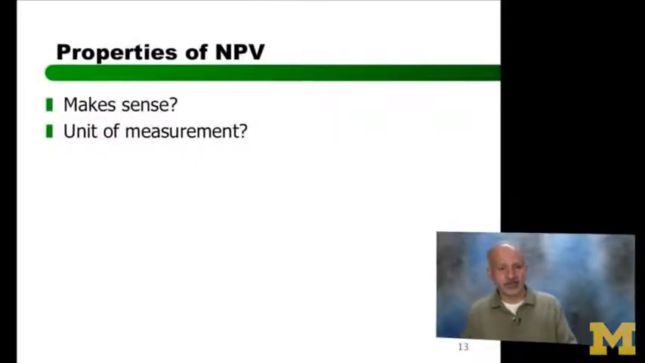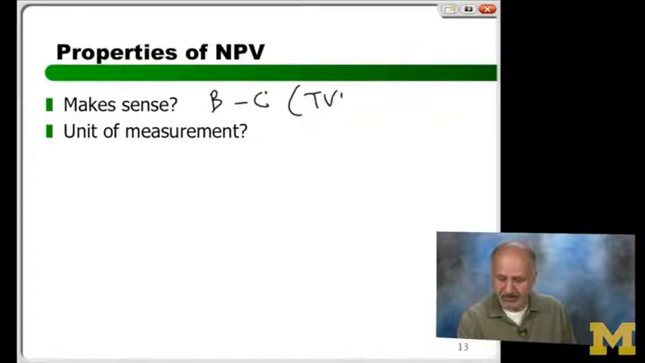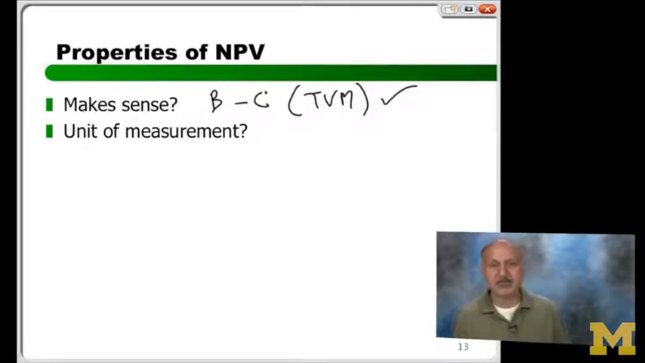Unit of measurement. Now the make sense part in some senses captures all the following parts. So I'm just going to highlight the 1 or 2 issues in make sense, and then you'll get a feeling for unit of measurement. What is it? So let's just make some notes as we go along. Benefits minus costs, time value of money. Makes sense. What is the unit of measurement? It is our unit of measurement of measuring value, dollar.